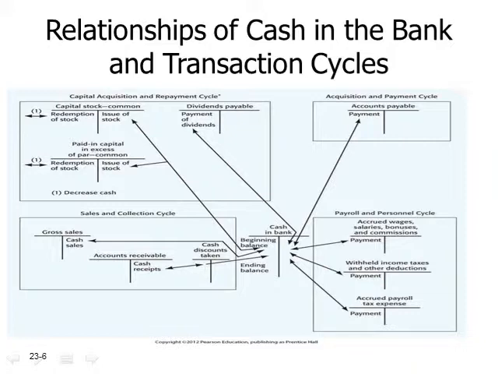And here again we see these relationships of cash in the bank and different other transaction cycles. So we see the cash account in the center there and how it's related to the capital acquisition and repayment cycle, the sales and collection cycle, the payroll and personnel cycle, and the acquisition and payment cycle.